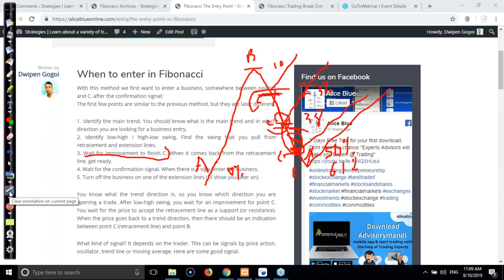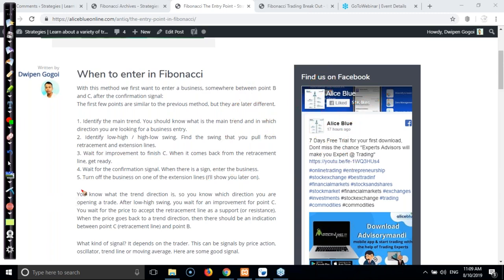So next you can see, number four, wait for a confirmation signal. I already told you the confirmation signal: looking for a candlestick pattern like that, the price is going up, right? Here A point is there, and this is a B point, right? So it's a C point, right? Where is the C point? So we need the C point.